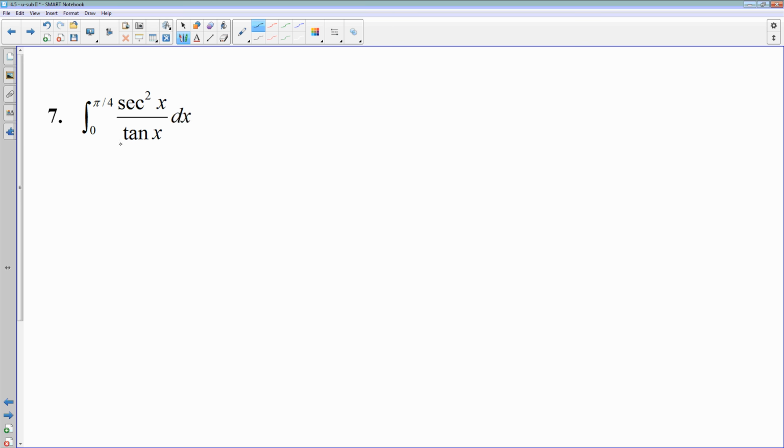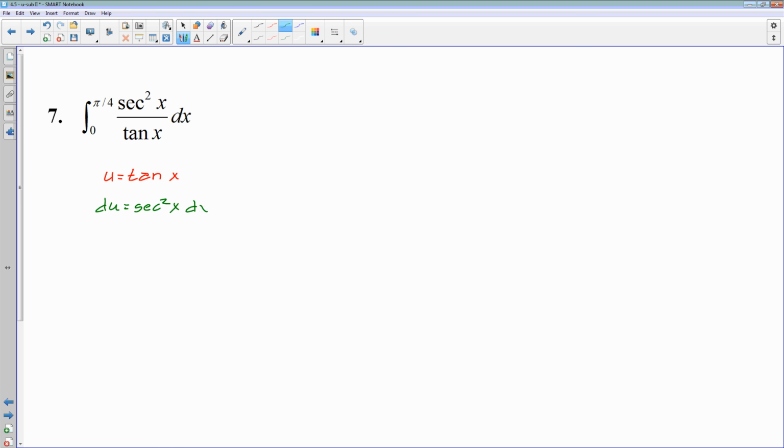0 to the power of 4 of this problem. I'm not going to toy with this one too long. Sometimes I'll intentionally make mistakes. But I see secant squared, which I recognize as the derivative of tangent. So I'm going to let my u be tangent x. And if u is tangent x, then du is going to be secant squared x. And this turns into quite a nice antiderivative because I've got my dx for du.